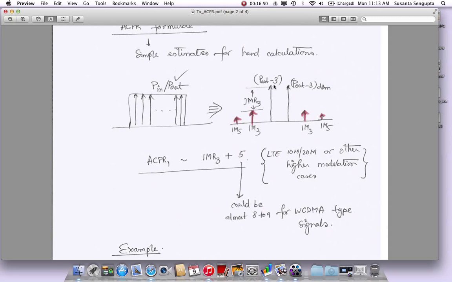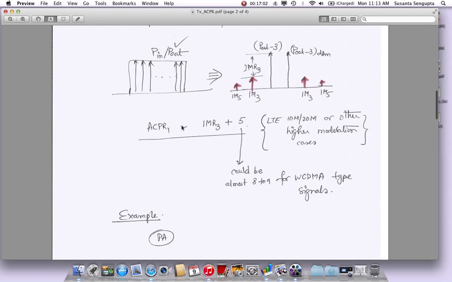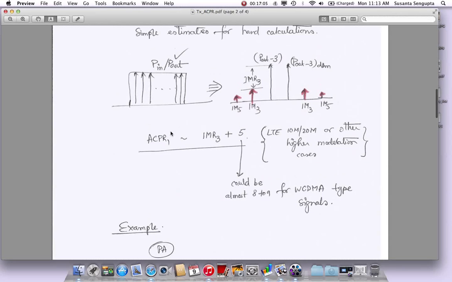Now what happens is, if you have two tones like this, it's going to cause IM3, because the third order nonlinearity will cause IM5 also. Let's not worry about IM5 or ACLR, ACPR2 and all that. So we'll just talk about IM3 for now. And a simple formula that works most of the time is, if you want to know what the ACPR is, okay, then a simple formula is, what is this IMR3? That is, this is say your P output that you're pumping out minus 3, right?